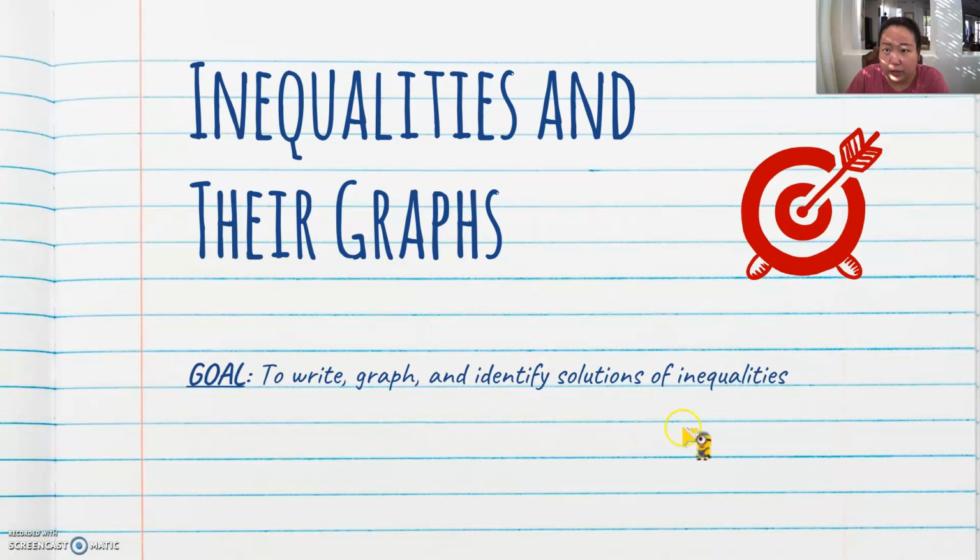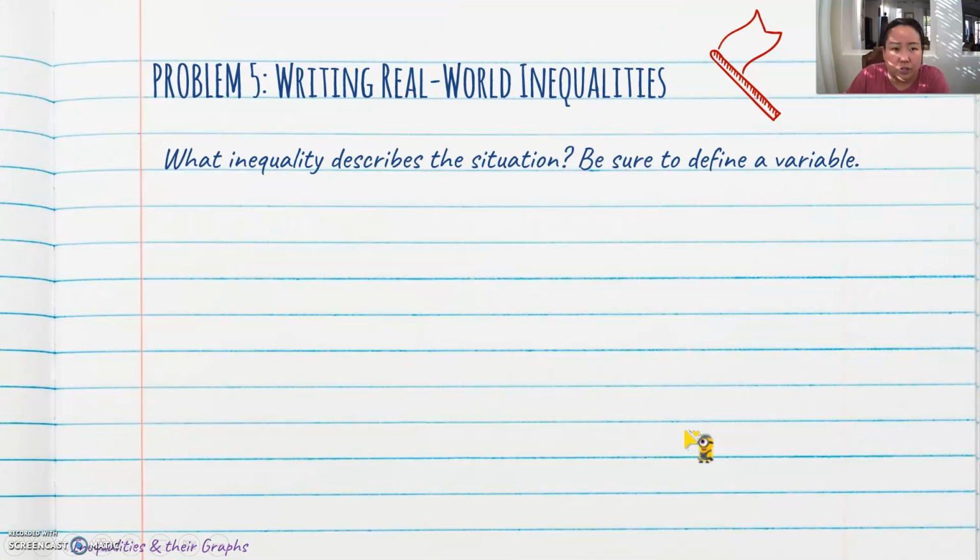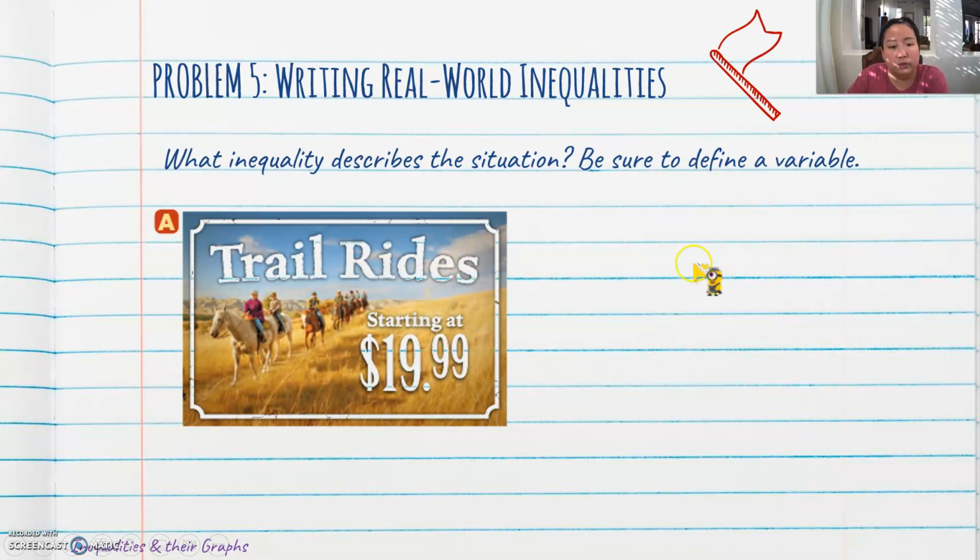So let's have the last part of our discussion on inequalities and their graphs. This time we will be writing real-world inequalities. I'm pretty sure that some of you have seen something like this. So let's describe the situation and use inequalities for them. Let's be sure to define a variable. For example, you see a certain poster that says this one.